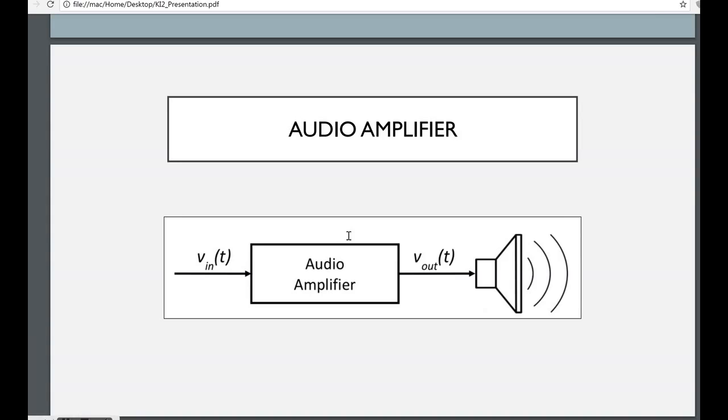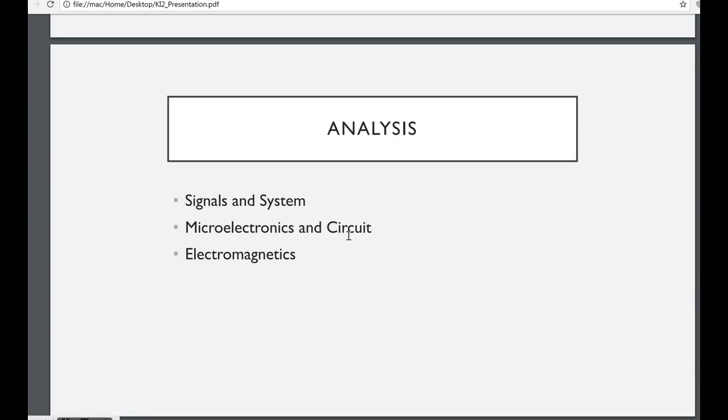For the second part of the knowledge integration system, we look at an audio amplifier system. That consists of a V in that goes into some audio amplifier, there's some V out, and that goes into some speaker. I'll be doing a signals and systems analysis, a microelectronics and circuit analysis, as well as an electromagnetic analysis of that audio amplifier system we saw one slide ago.